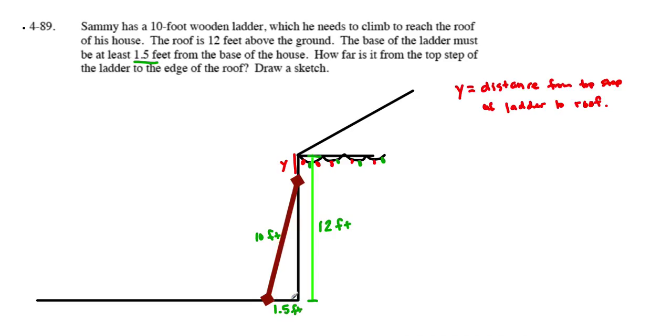I made it the minimum value it could be, because that way we can figure out what this value is from the top step of the ladder to the ground. How far up the house is it extending? We don't know what that is, so I'm going to call that value x. So from here to here, we don't know what that is. But we know that x plus y should equal 12. I'm going to write that over here.